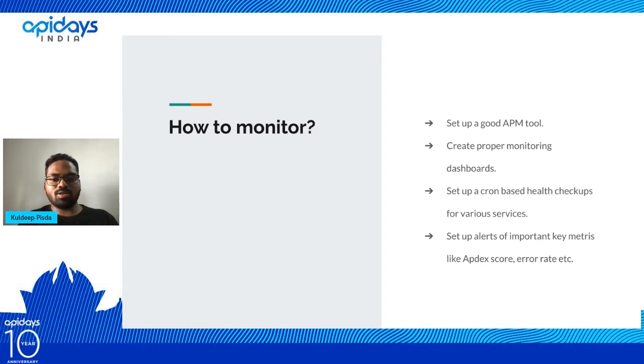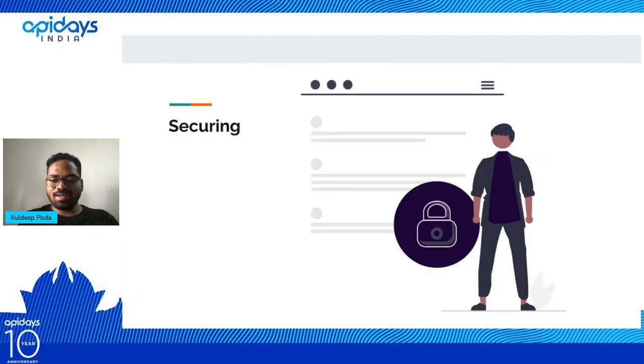Likewise, set up alerts on important key metrics like Apdex score and error rates. If the Apdex score goes down below this point, then we should get an alert. If the error rate goes above this specific percentage, then we also get an alert, which is super helpful, right?